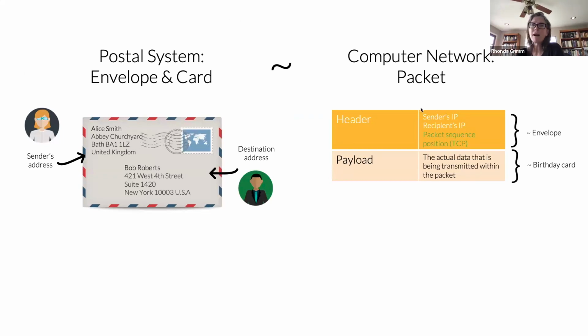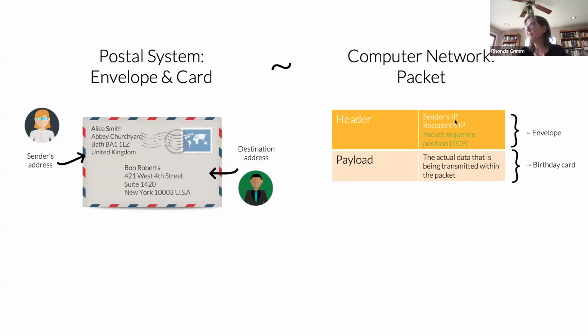If you think about it in terms of that envelope analogy, you've got the postal system, an envelope, the card inside, and the sender's address and destination. Same thing here. On a packet you've got a header and a payload. The header is basically the envelope, and the payload is the birthday card. In addition to the sender's IP address and the recipient's address, it also has a packet sequence, the order in which packets need to arrive.